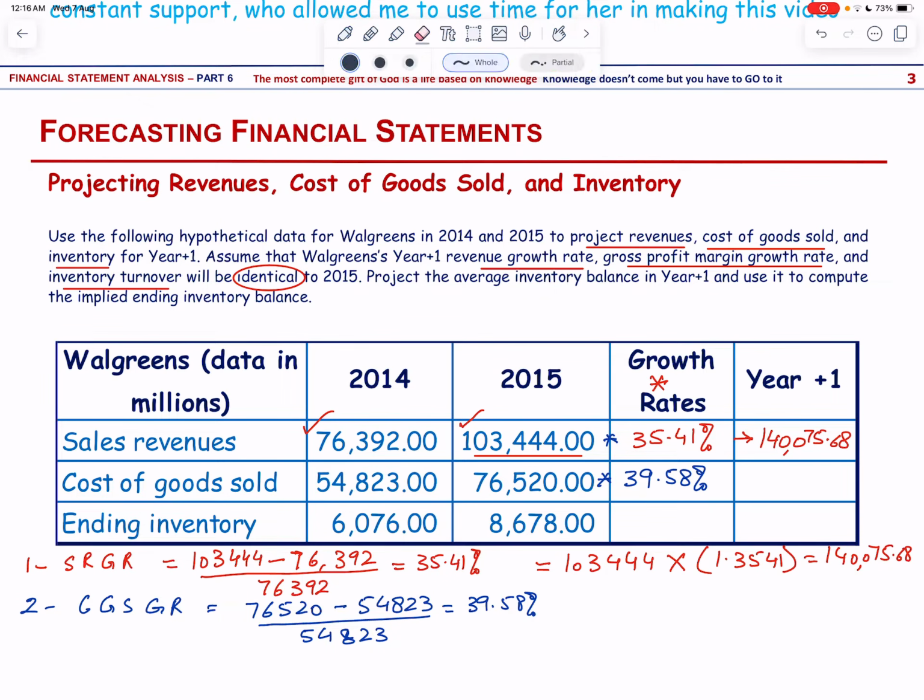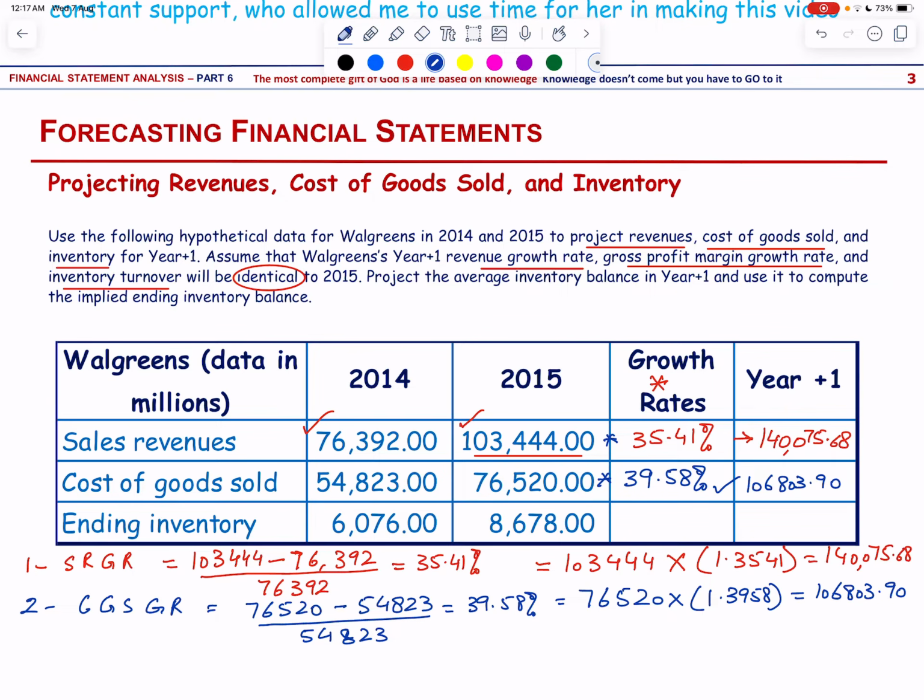Now from this we can determine the cost of goods sold for the next year, that is 2016. So once again we have the cost of goods sold for 2015, that is 76,520, times 1.3958, because the growth is at the rate of 39.58%. So this will be equal to 106,803.90.